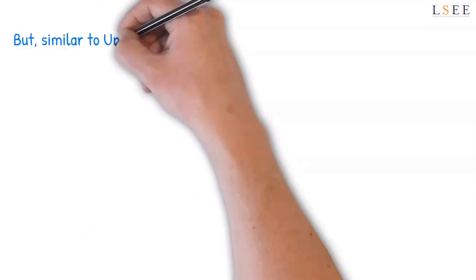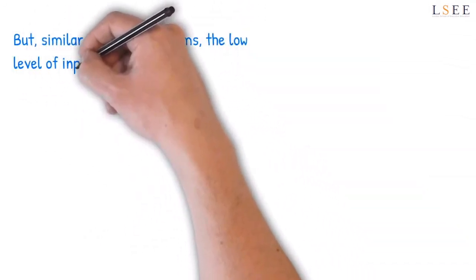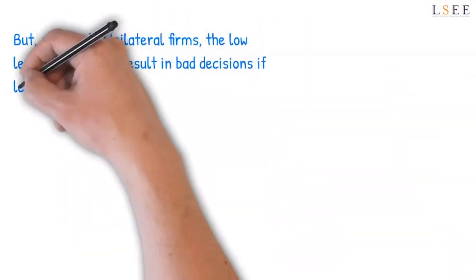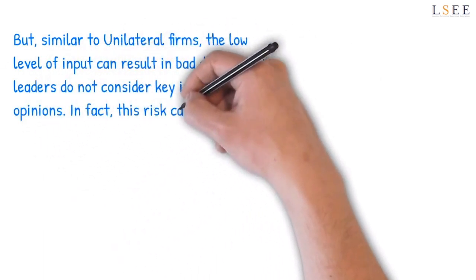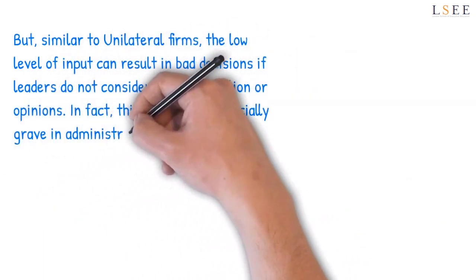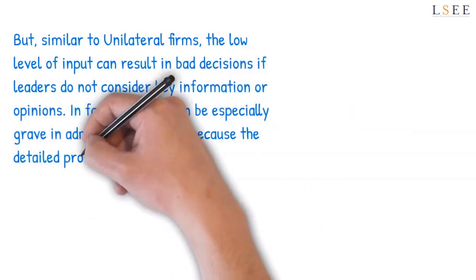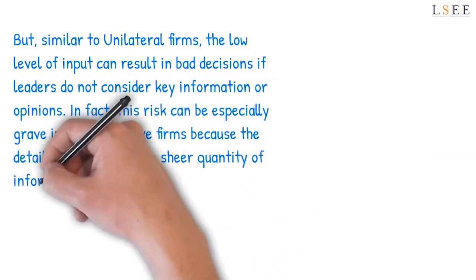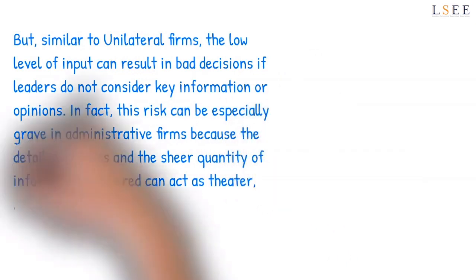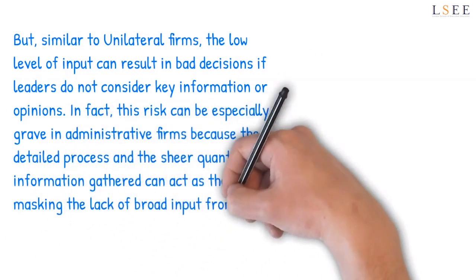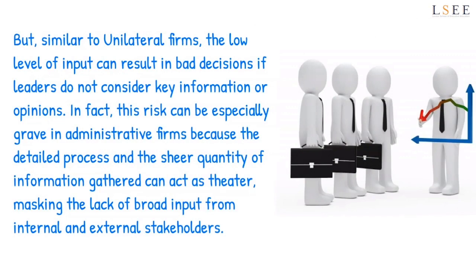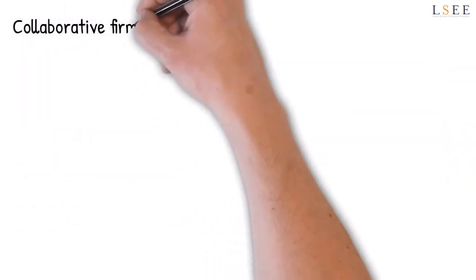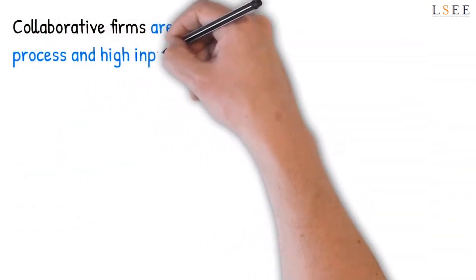But, similar to unilateral firms, the low level of input can result in bad decisions if leaders do not consider key information or opinions. In fact, this risk can be especially grave in administrative firms because the detailed process and the sheer quantity of information gathered can act as theater, masking the lack of broad input from internal and external stakeholders. 4. Collaborative firms are both high process and high input.